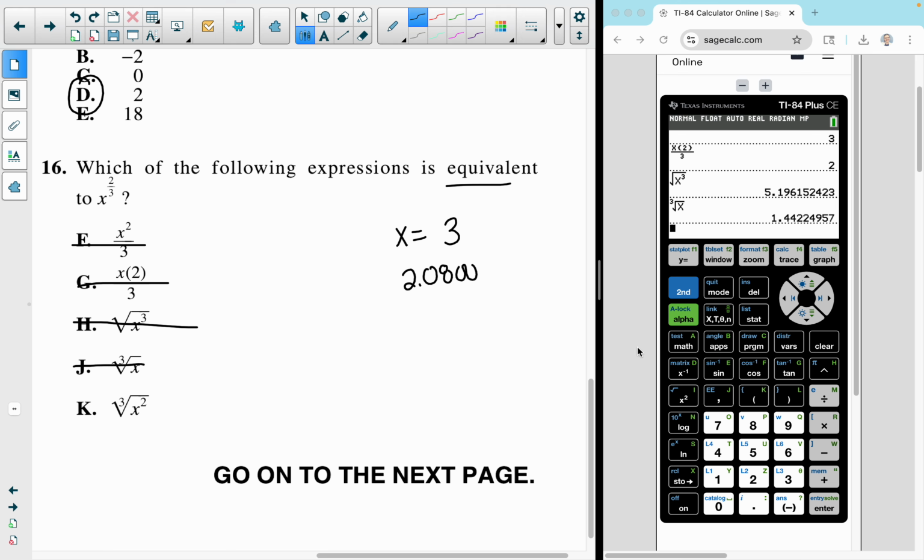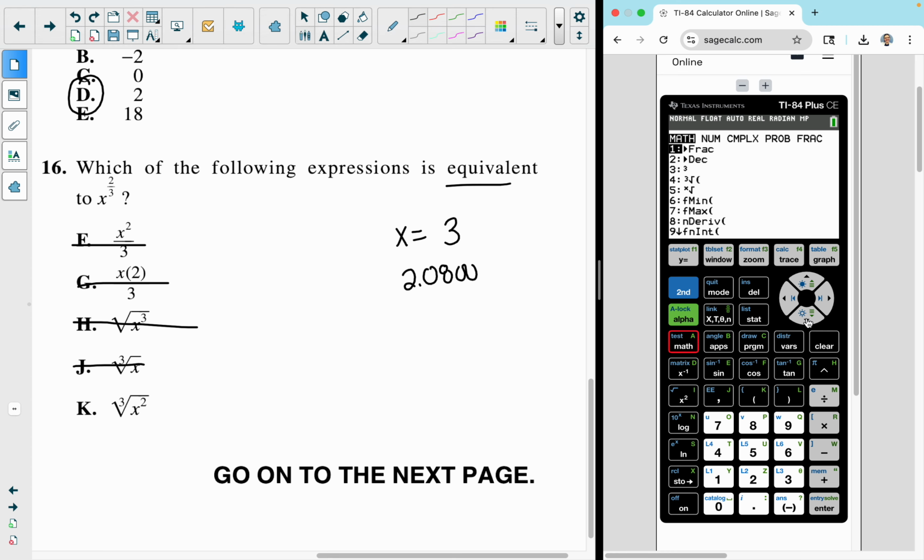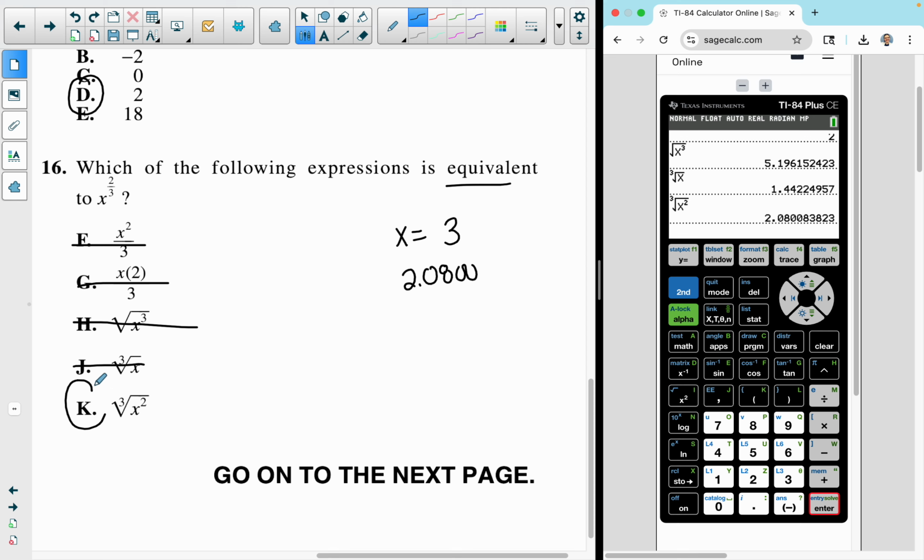So it should be K, but I do want to check it. Cube root of x squared, so I type in, again, my math key, the cube root, and then my x, and then my squared. I do get the same decimal, so K would be that answer. I do not have to know how to do this math. I want equivalence, so I plug a number in for x.